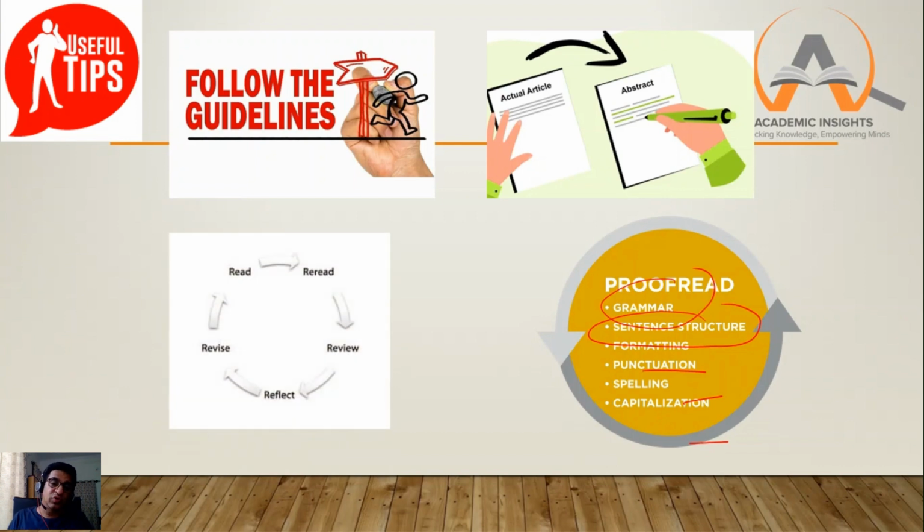Next, you have to read it, review it, reflect, revise, and again read it. This cycle will make your abstract very accurate and efficient. So, after proofreading, you have to revise, revise, and revise. After reading it again, it will give you a better abstract.